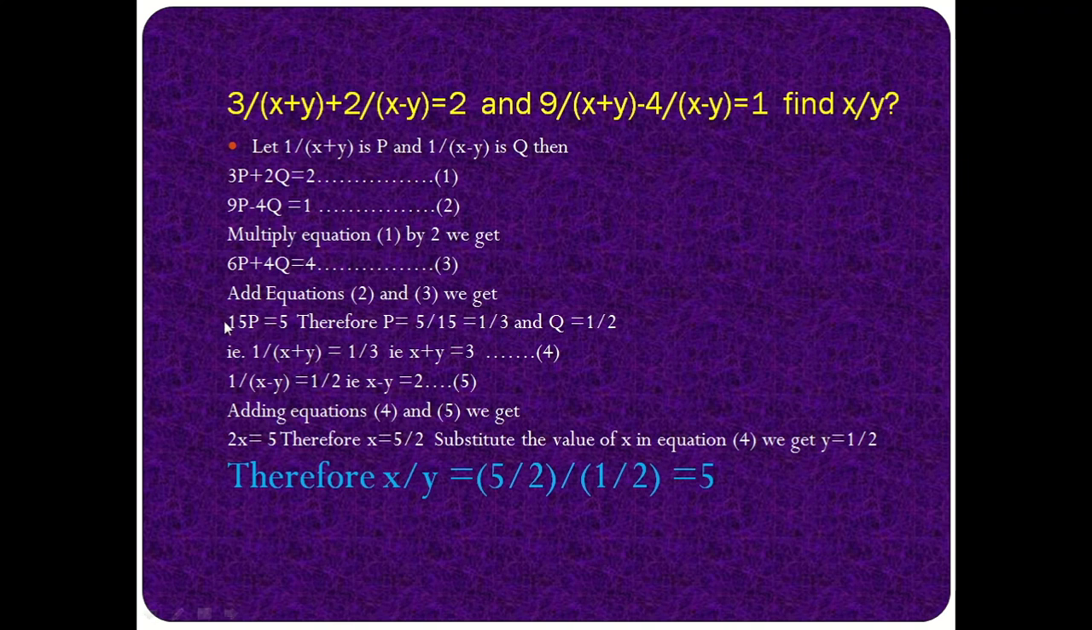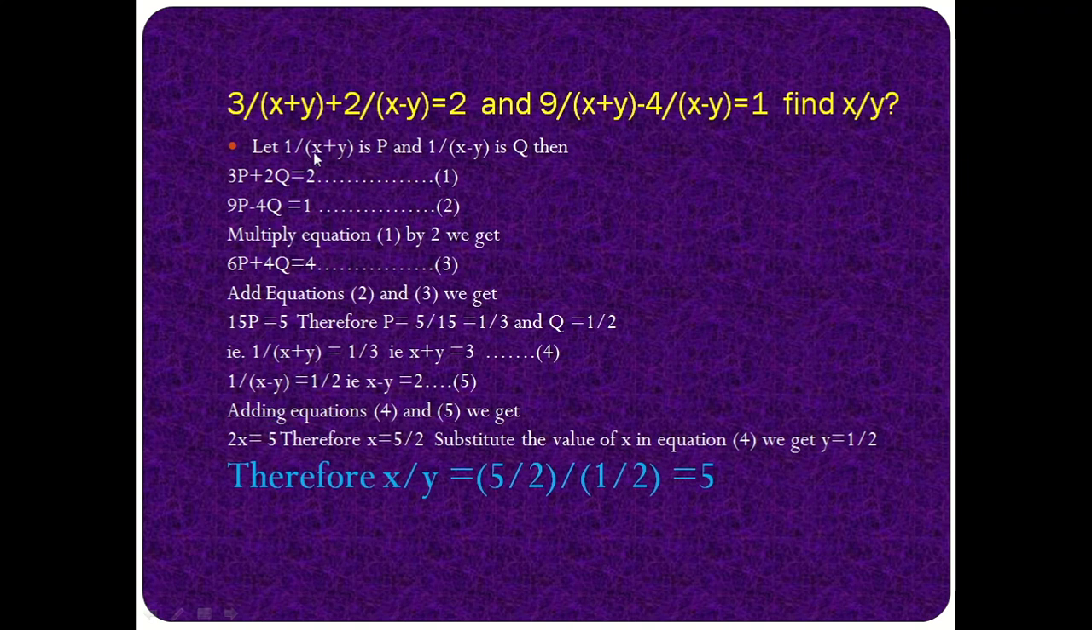Then substituting the value of p in the first equation, 3 into 1 by 3, p is 1 by 3, 3 into 1 by 3 is equal to 3 by 3 is equal to 1. 1 plus 2q is equal to 2. Therefore, 2q is equal to 2 minus 1. 2 minus 1 is equal to 1. Therefore, q is equal to 1 divided by 2. So, that is q is equal to 1 divided by 2 by substituting the value of p in the original equation.